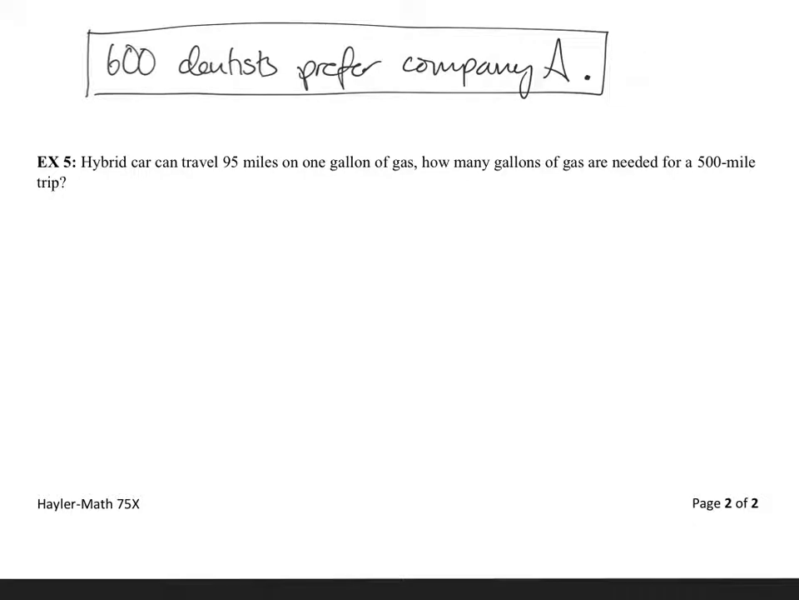All right, example 5. A hybrid car can travel 95 miles on 1 gallon of gas. How many gallons of gas are needed for a 500-mile trip? All right, well, let's go ahead and just start with our let statement. Pause the video and ask yourself what you think the let statement should represent. I'll go ahead and pick our variable for us. Let G be our variable, and go ahead and write down what you think it's supposed to stand for.